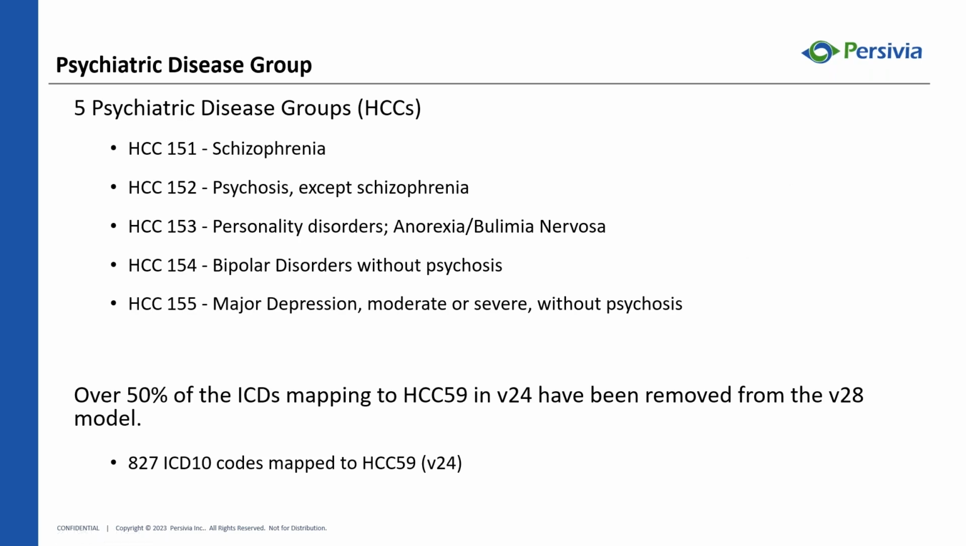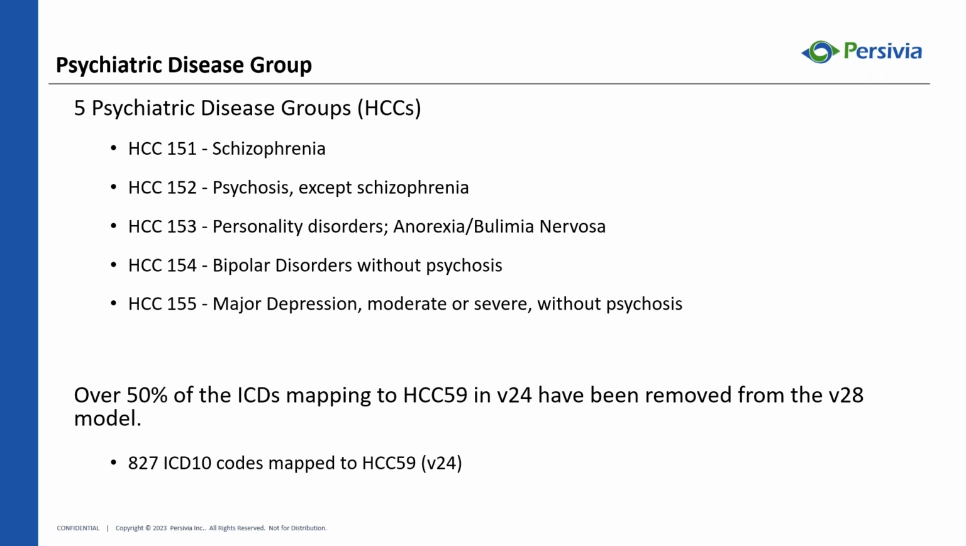Okay. Here under the new model, there are now 5 psychiatric disease groups. Previously, there were 4 groups, and so we have HCC 151, 152, 153, 154, and 155. Over 50% of the ICDs that map to HCC 59, which is the major depressive, bipolar, and paranoid disorders in version 24, have been removed from the version 28 model. The reason for this is that it did not predict the cost well, or most of the codes were related to diagnosis and remission.